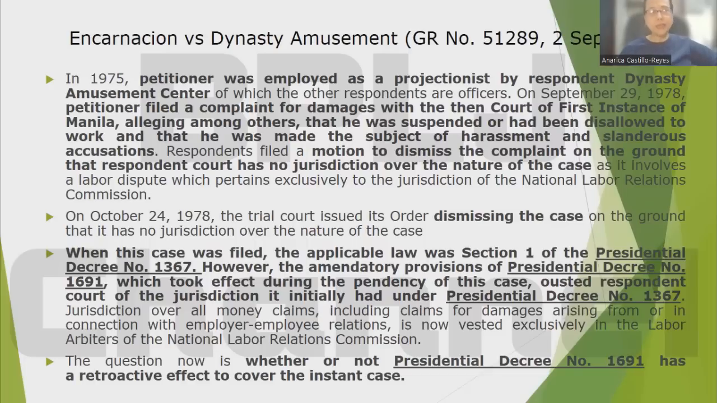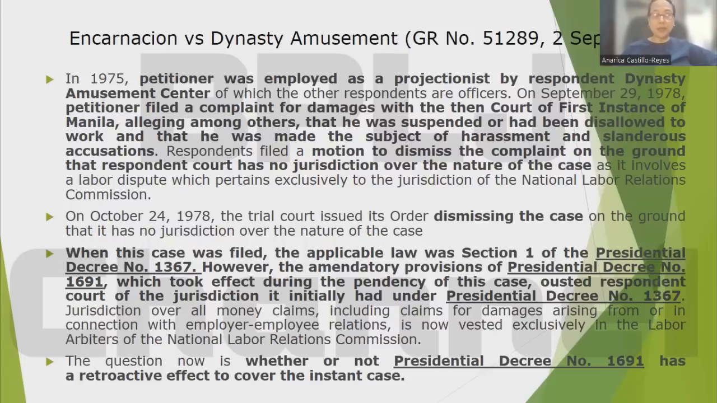Okay? So in this case, petitioner was employed as a projectionist by Dynasty. Petitioner filed a complaint for damages with the RTC or trial court because he was dismissed. Now Dynasty filed a motion to dismiss on the ground that the regular trial court has no jurisdiction because it arose from employer-employee relations. So the case was dismissed. When this case was filed, the applicable law was Presidential Decree number 1367. However, the amendatory provisions of PD 1691 took effect during the pendency of the case.